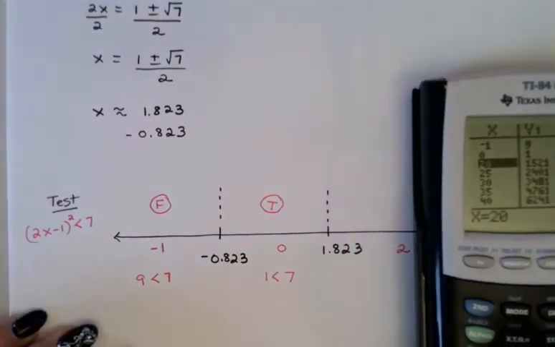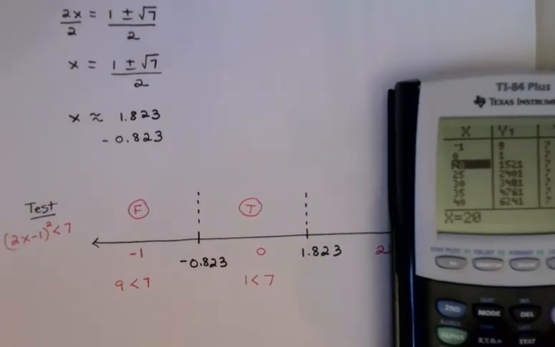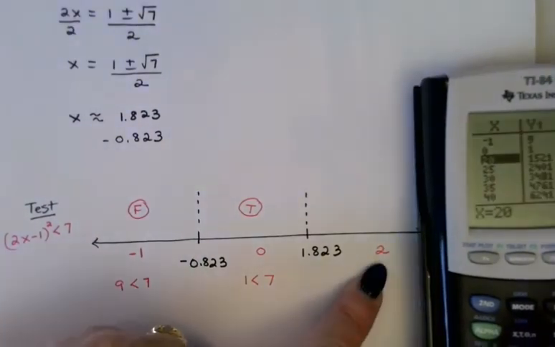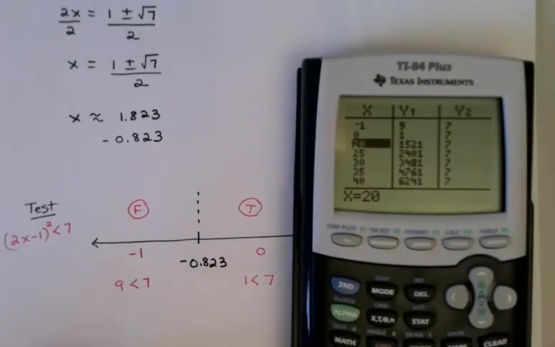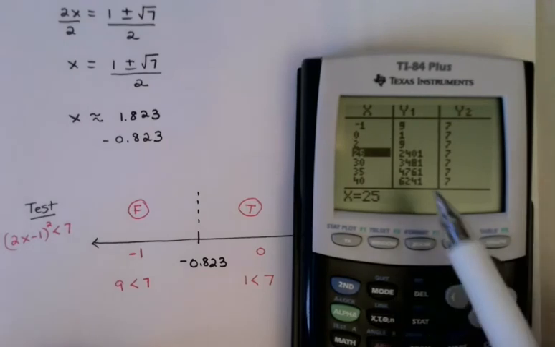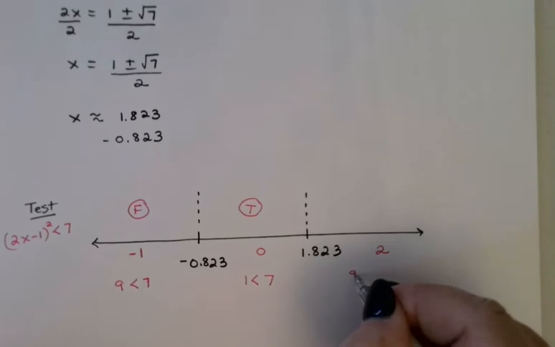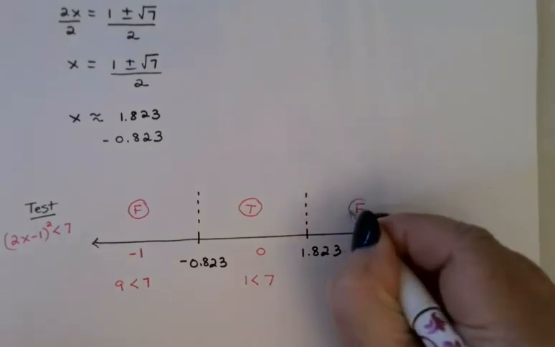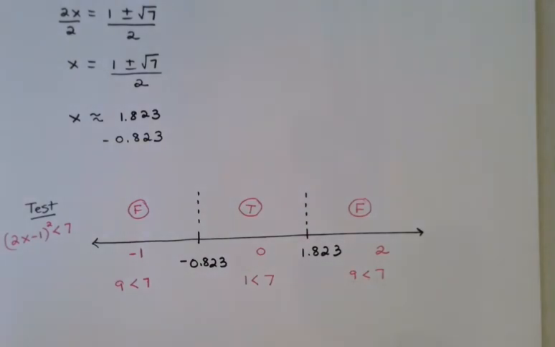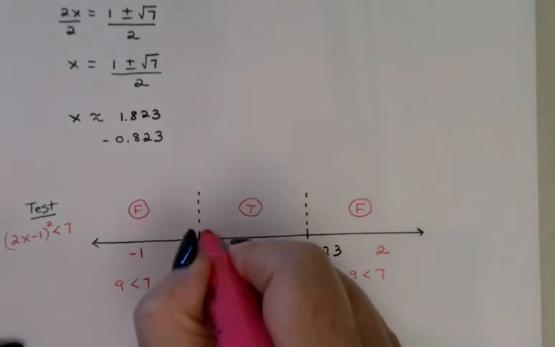And then finally, my last interval, I was going to test 2. So if I put 2 in, I get 9 and 7 again. 9 less than 7 is certainly false. And so the solution here, the only interval where this was true, was right here in the middle. So I'm going to write my solution as this interval right here.